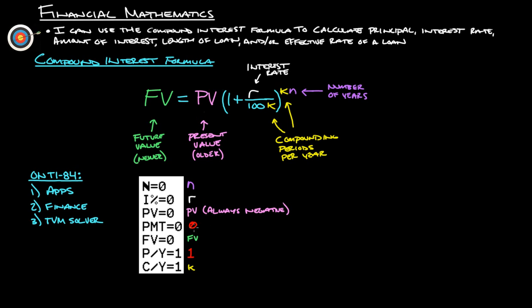This PMT is the payments. We won't ever mess with that, so that's always going to be 0. FV is the future value. This PY, that's going to be payments that you're going to make per year. We're also going to leave that alone. We're always going to leave that as 1. And then the CY is the compound periods per year, which in this compound interest formula is K. Okay, so we're going to use all this lovely information here to solve all these problems on our graphing calculator.